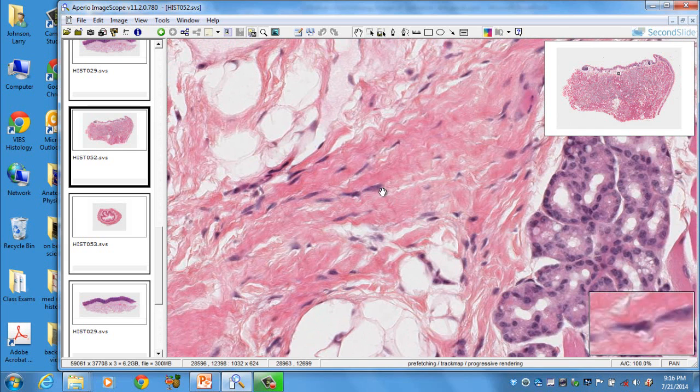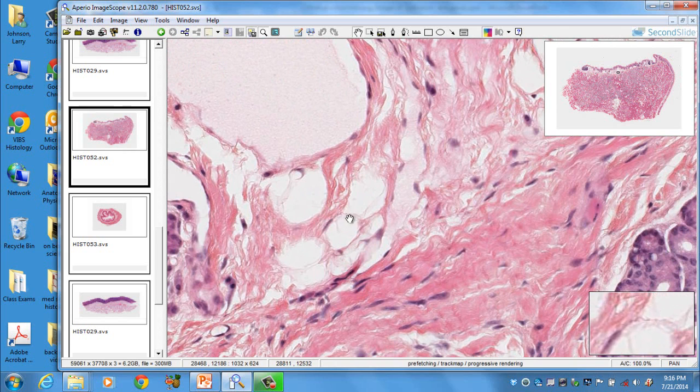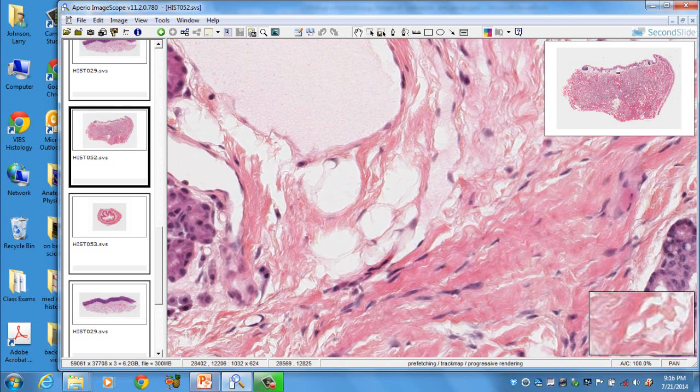Here we see fibroblasts, and these are bundles of collagen that we see. We see fat cells, there's a nucleus, and this is a fat cell that we couldn't see.